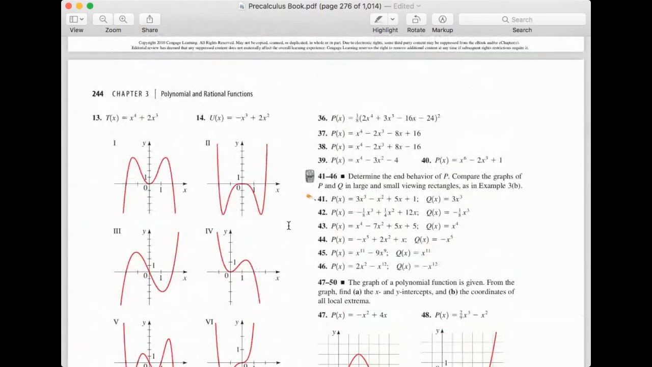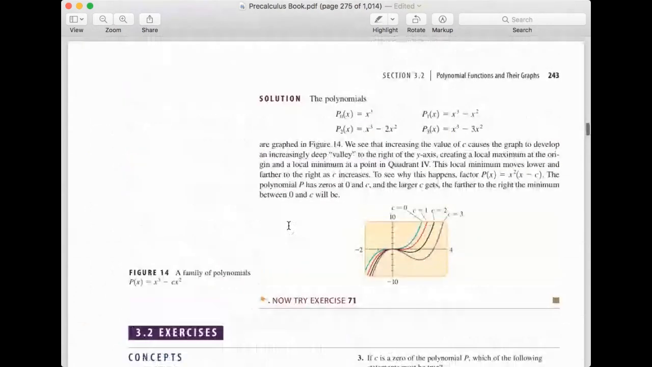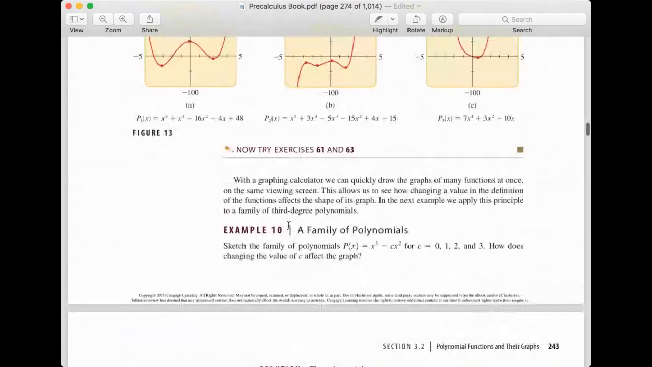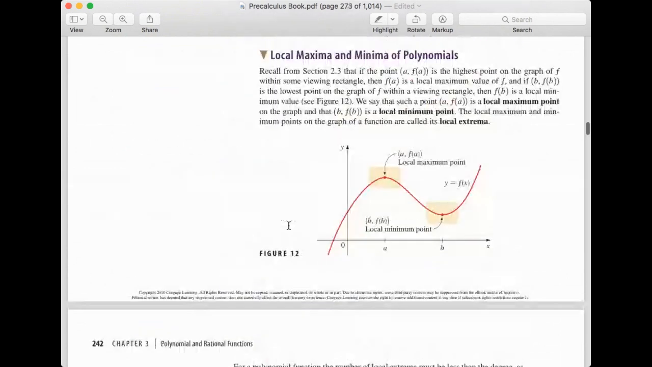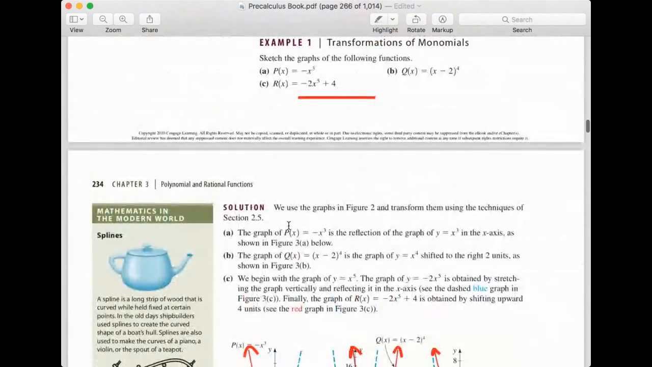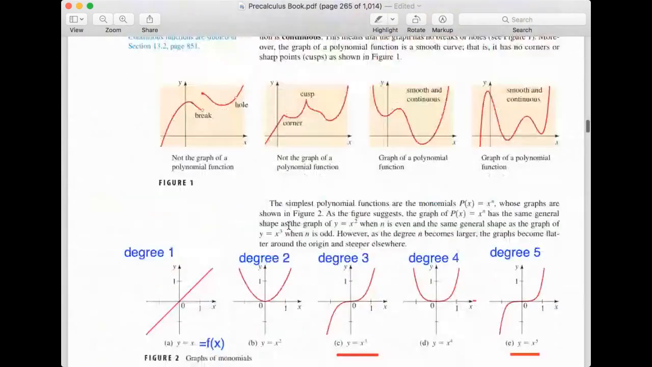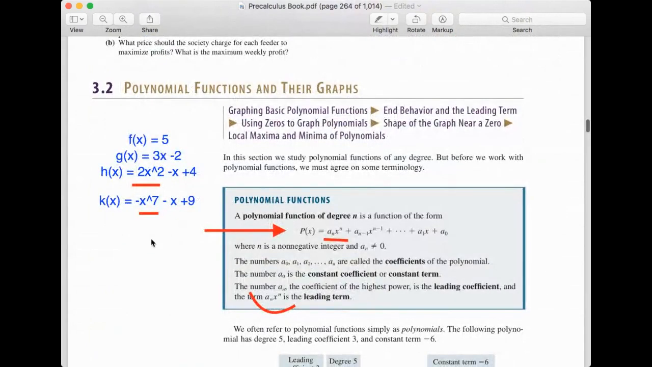So far, we know how to find vertical asymptotes and horizontal asymptotes. That's what we talked about last class, right? Let's just review the whole thing about polynomials. Let's just go to the very back. So, polynomial functions and their graphs, right?